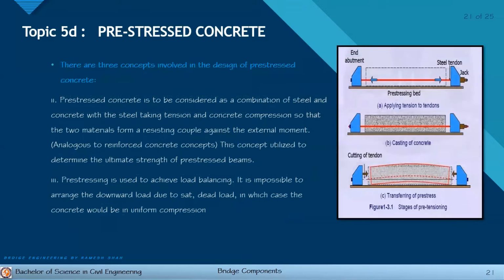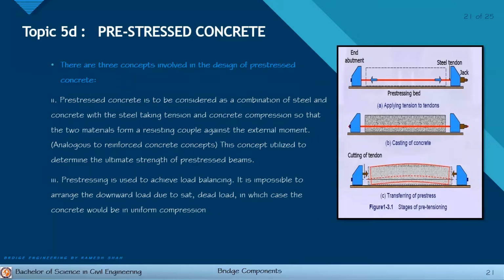Next, we have the number 2. The pre-stressed concrete is to be considered as a combination of steel and concrete with the steel taking tension and concrete compression so that the two materials form a resisting couple against the external moment, analogous to reinforced concrete concept. This concept is utilized to determine the ultimate strength of the pre-stressed beam.